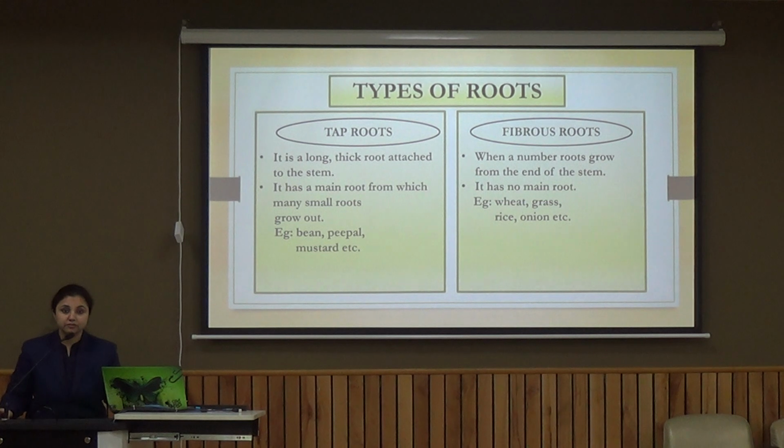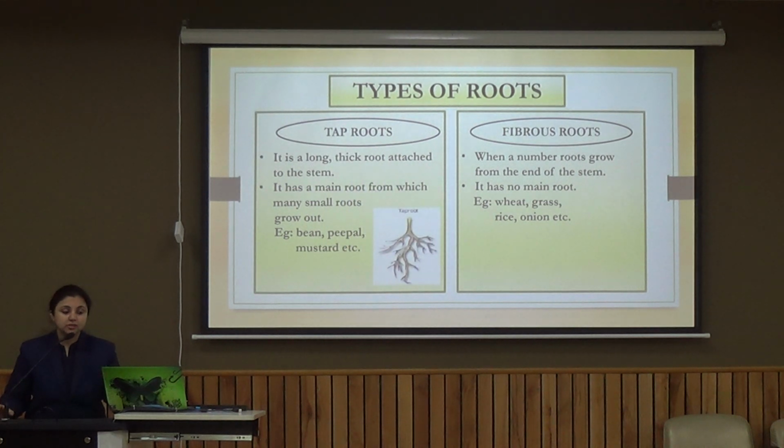Types of root. The first thing that we need to learn under this is that there are two types of roots, taproot and fibrous root. Taproot has a long, thick root attached to the stem. It has a main root, and from this main root, many small roots grow out. Bean, peepal, mustard are some examples of it.